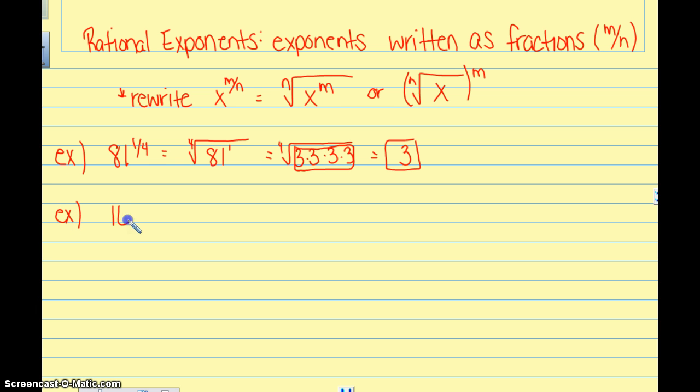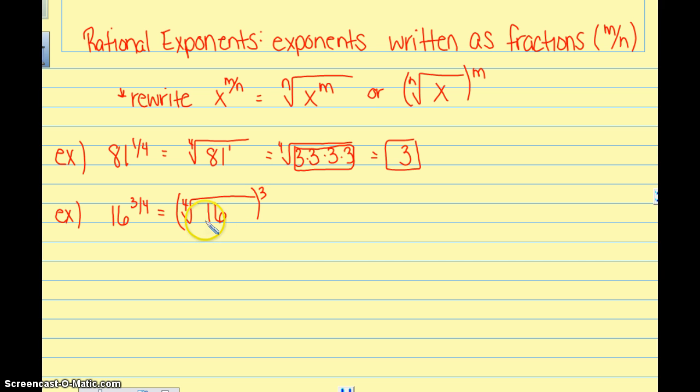If we had 16 to the 3/4 and I wanted to simplify this, again I'm going to use the denominator of the fraction as my index, and then I'm going to do 16 inside here, but I'm going to choose to write the exponent on the outside. If I put it on the inside and I calculate 16 to the 3rd power, that's a really big number and I don't want to mess with that. So I'm going to do this piece first and then raise it to the 3rd power.